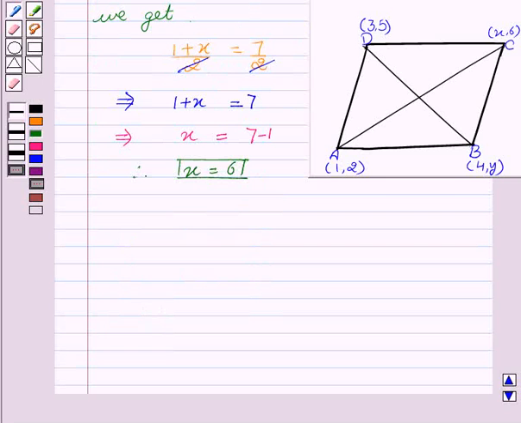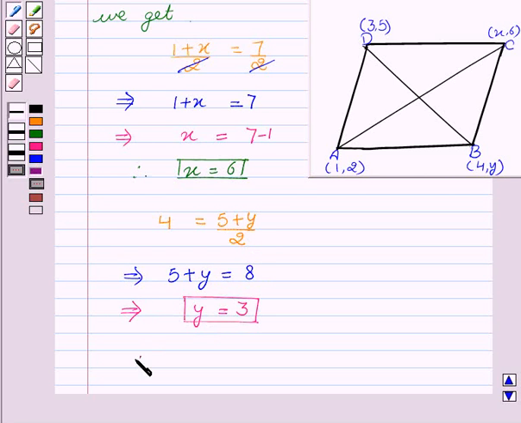And now on comparing the y coordinates, that is 4 equal to (5 plus y) upon 2. So this implies 5 plus y equals 8. This implies y equals 3. Therefore, we can say that x equals 6 and y equals 3 is the required answer.